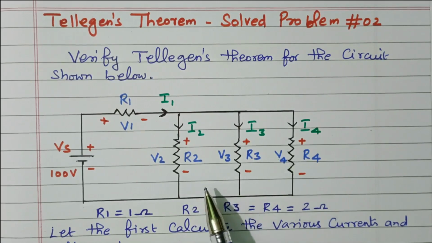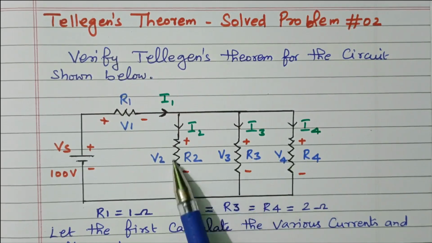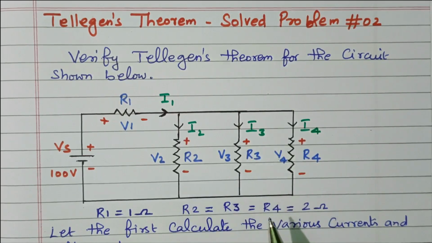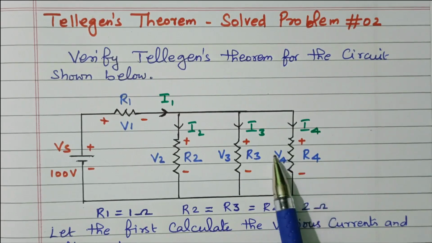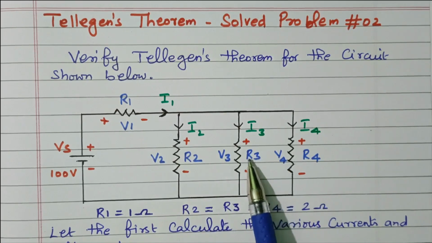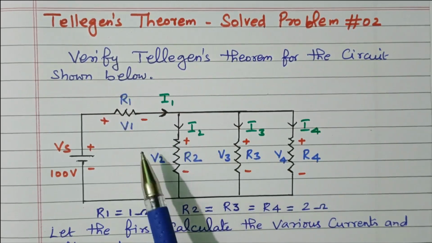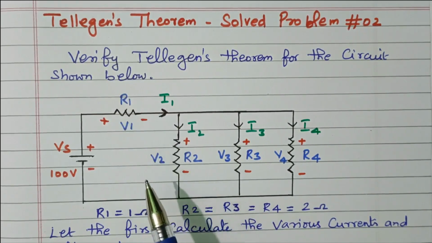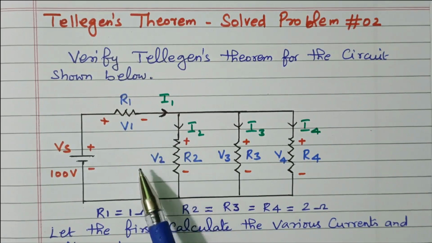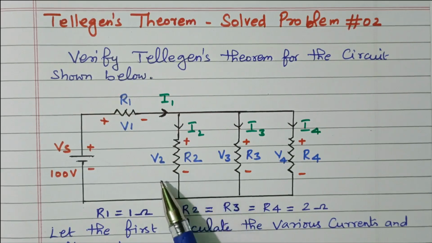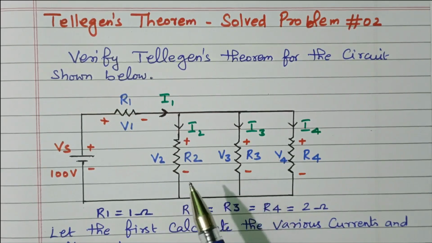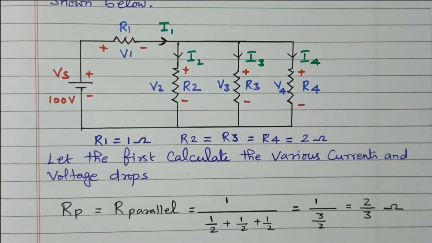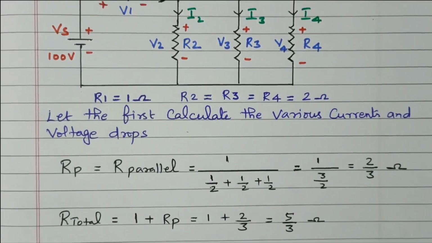Now we'll find the values. First we'll find the total resistance of this circuit. What is the total resistance of this circuit? These 3 are connected in parallel, and that combination is in series with R1, right? So first we'll find the total resistance. Then we'll find the total current. From that we can find the voltages V1, V2, V3. Then we'll find I1, I2, I3. From that we can find the total power, right? Now we'll go on to find the total resistance of this circuit.